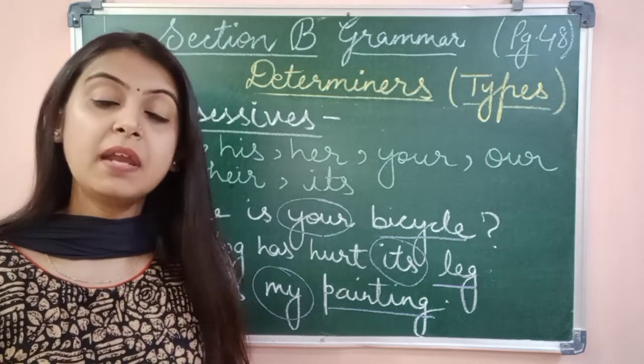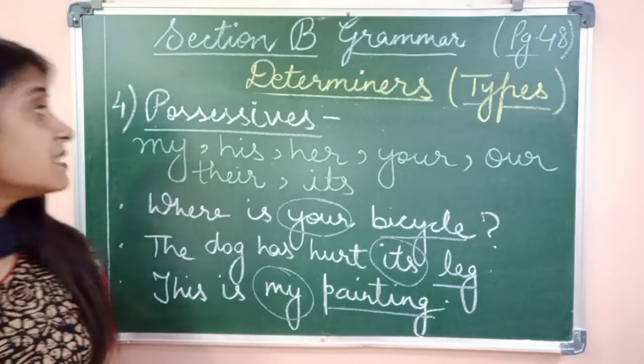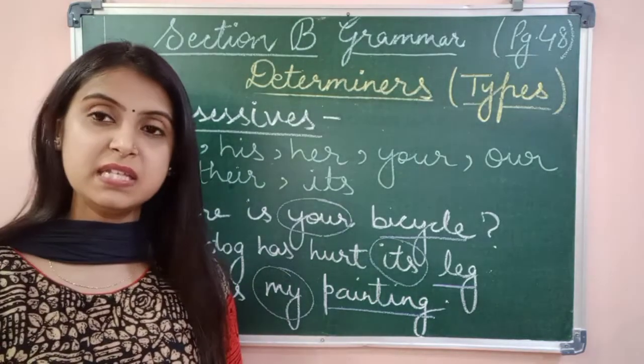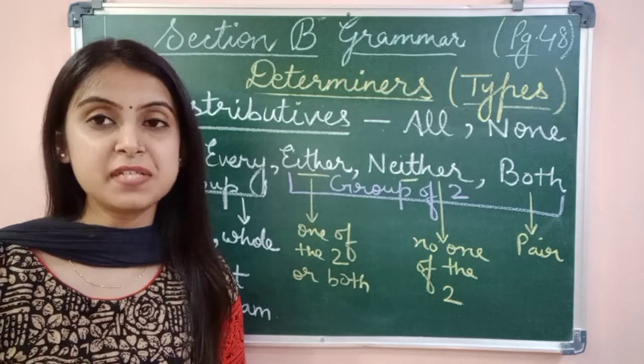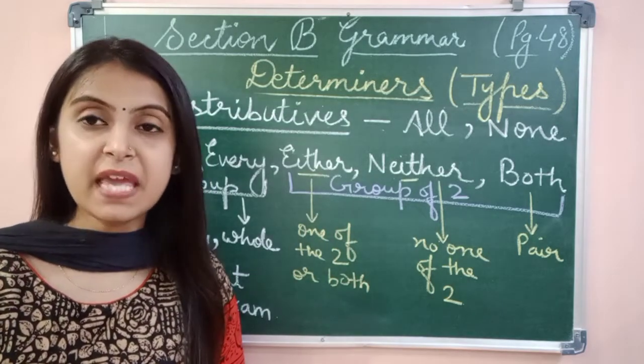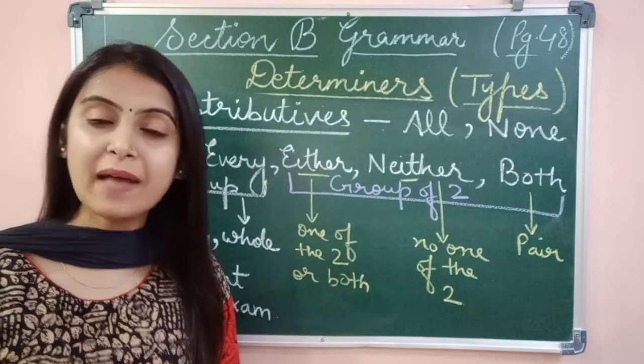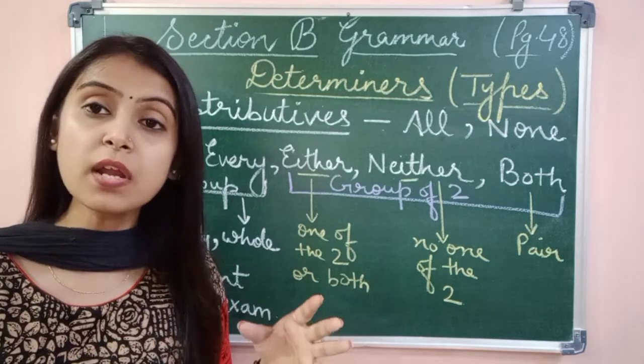Fine. Now, the next determiner, the last determiner that we are going to study is distributives. Distributives are the determiners that indicate one person or one thing out of the whole class or group.